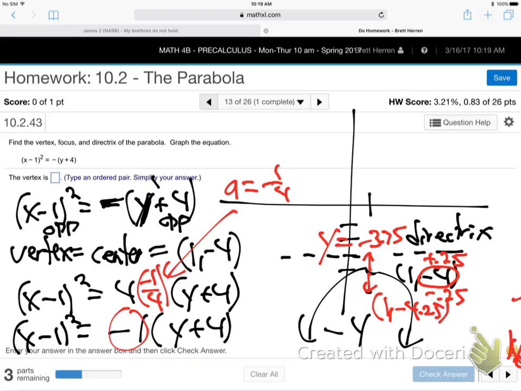It's not affecting the x. It's not affecting the over 1. That's done, right? It's affecting the y. So you add 0.25 and you subtract 0.25 from the negative 4. You get negative 3.75 and negative 4.25.